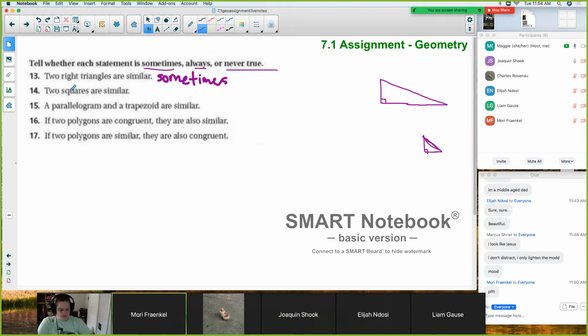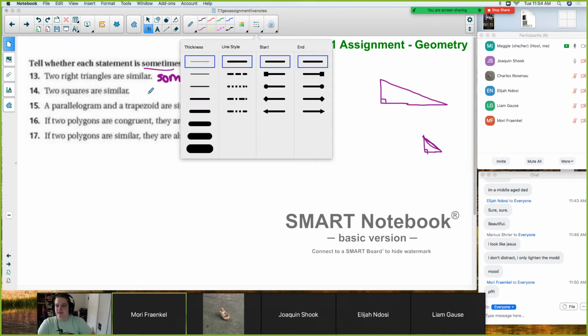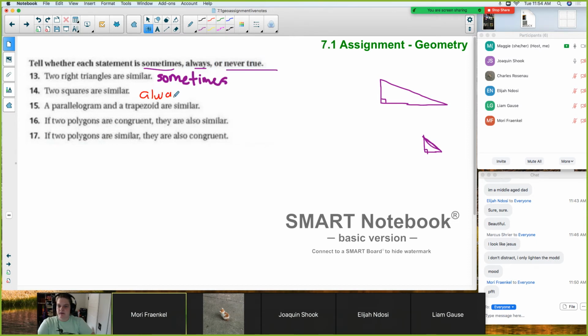So then we have two squares are similar. Squares kind of have to be similar because they all have 90 degrees, so the angles all match, and every single side length has to be the same, otherwise it's not a square, and so you're always going to have the same proportion, and so this one is always. So again, because all the angles match up, and then all of the sides have to be proportionate because it would never change. Then we have a parallelogram and a trapezoid are similar.